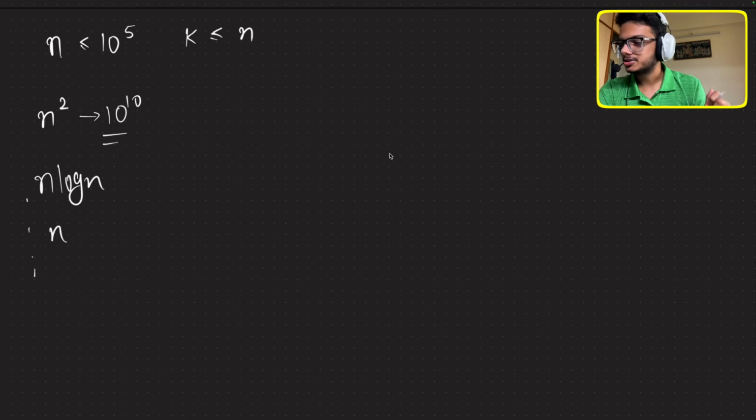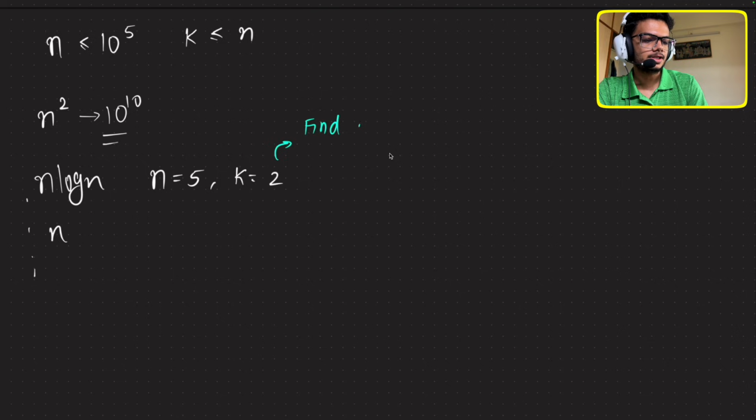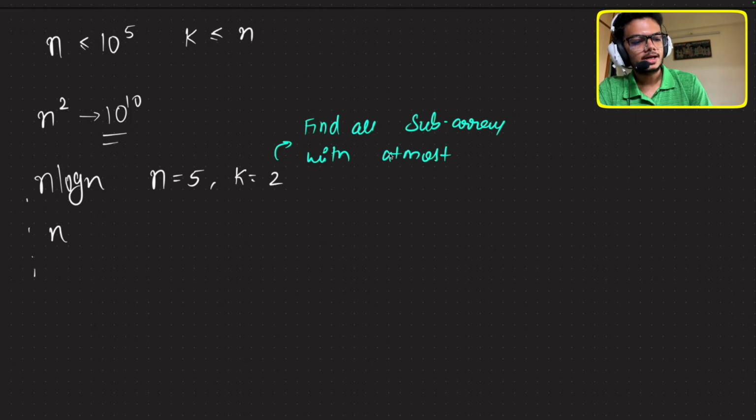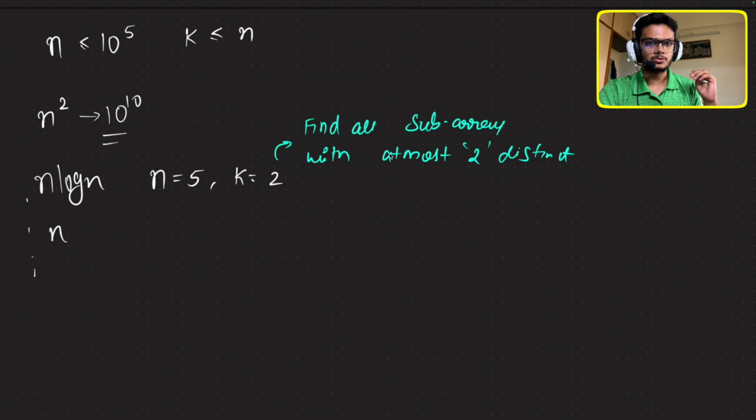Now let's try to understand this question using an example test case. n was 5 and k is 2. So what does k equals 2 mean? You find all subarrays with at most, and at most is important, k distinct values, or you can say at most 2 distinct values. That is, 1 distinct value is allowed, 2 distinct values are allowed. 0 distinct values is not possible because we are not considering empty subarrays. It is clear from the question.